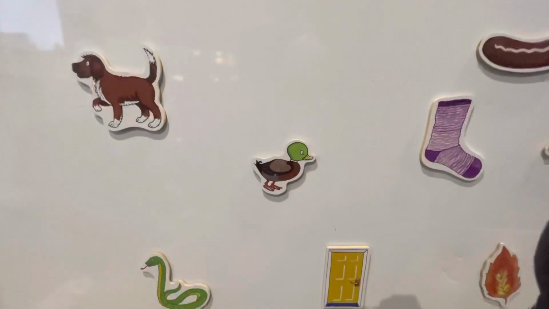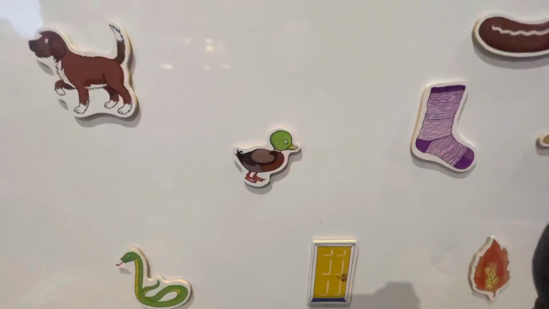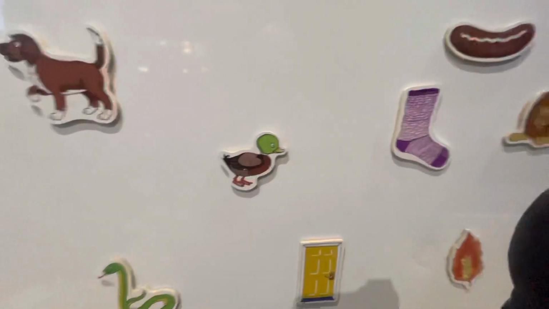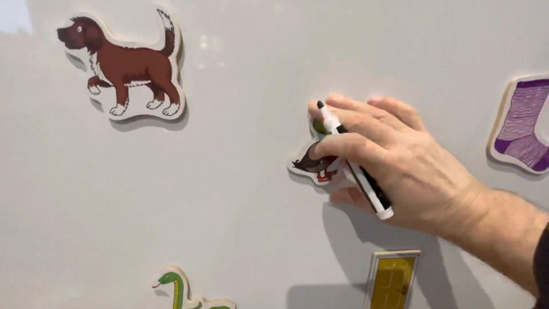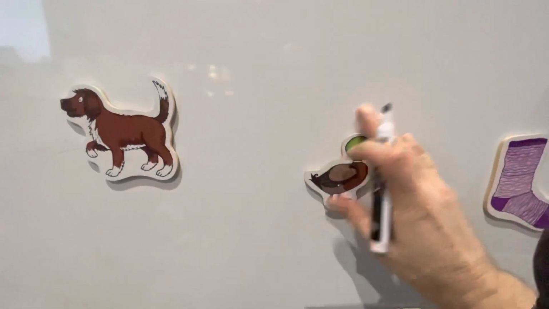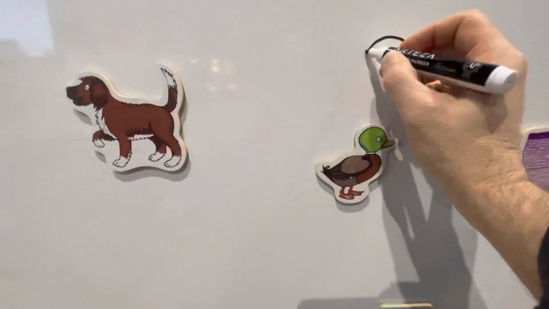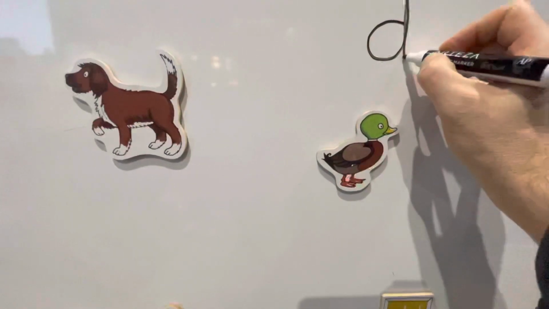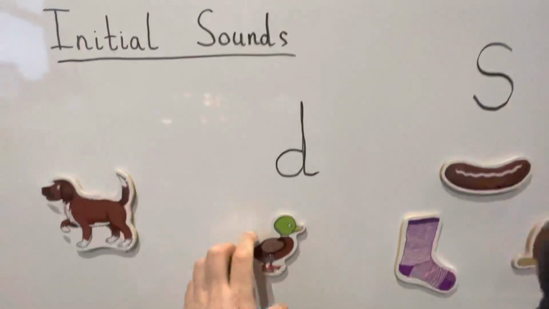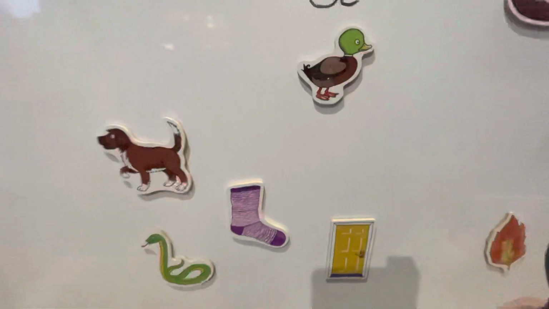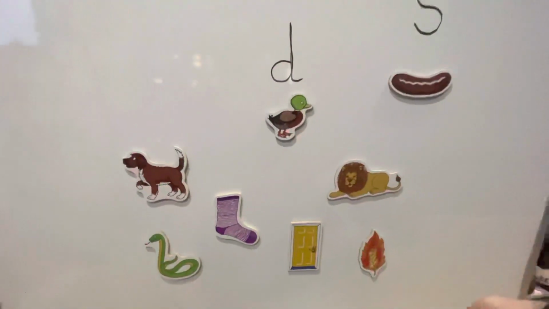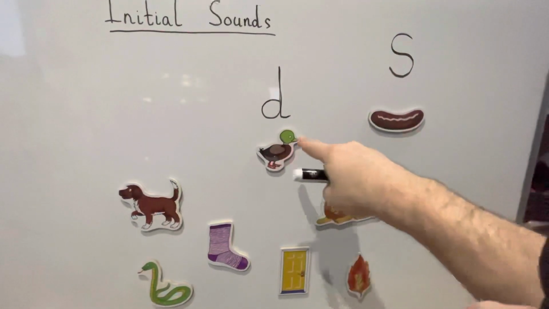Let's choose the duck. The duck. D-uck. Duck. Watch my mouth. D-uck. Duck. D-d-d. Yeah, so this is a D, the D sound. Duck starts with a D. And you write a D like this. Round, up, and down. D. There's D for duck. Let's move the rest down a little bit. There we go. So we've got S for sausage and D for duck.